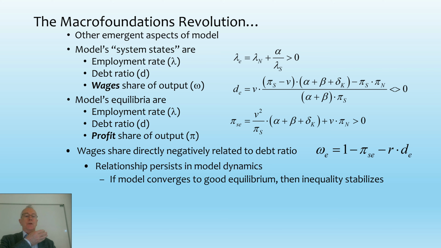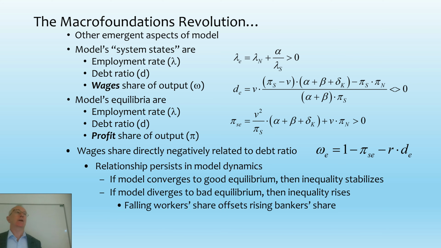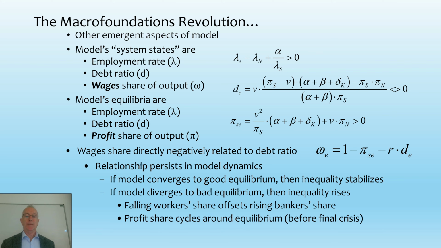So if you're going to converge to the good equilibrium, then inequality stabilizes. Okay, it's really only rising inequality people complain about. Stable all the time, not such a problem. But if you diverge to the bad equilibrium, then inequality rises, and it's not just not nice to have an unequal society. This is a prelude to a crisis. So inequality has macroeconomic effects that matter.